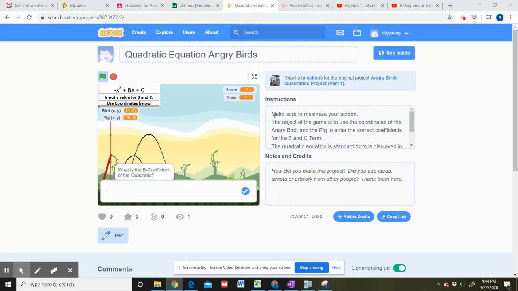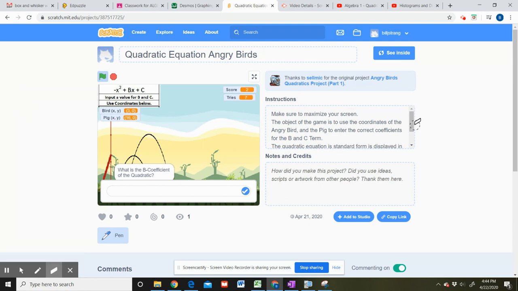So the instructions over here, make sure to maximize your screen. So maximize is right here. The object of the game is to use the coordinates of the Angry Bird and the pig to enter the correct coefficients for the B and C term. So, right here they give you the coordinates, and this is not the first problem, but this is one of the problems. So you're going to have to do FOIL, right? And actually we'll do this one when I start the game up because this isn't going to be the problem.